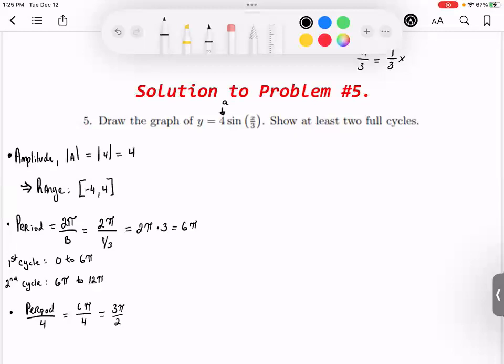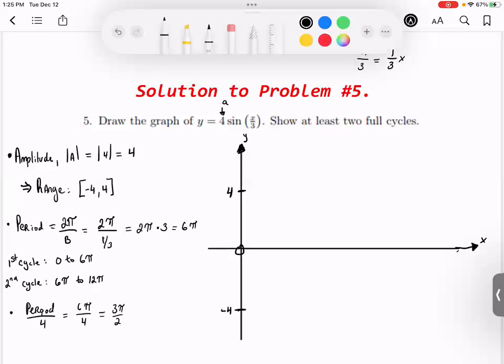So now let me just draw the x and y-axis for us. So here's our y-axis. Here's our x-axis. Now, the first cycle, well, let me just scale out the y-axis. So the intersection will be the origin, 0. We have a maximum value of 4 and a minimum value of -4. On the x-axis, I'm going to go by multiples of 3 pi over 2. So if I start with 0, the next value would be 3 pi over 2.